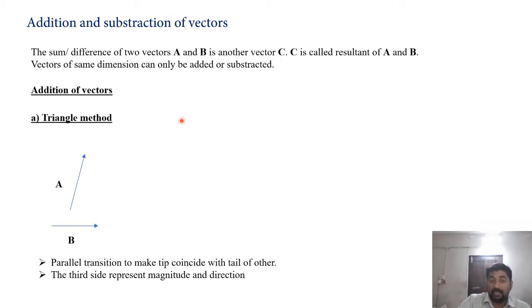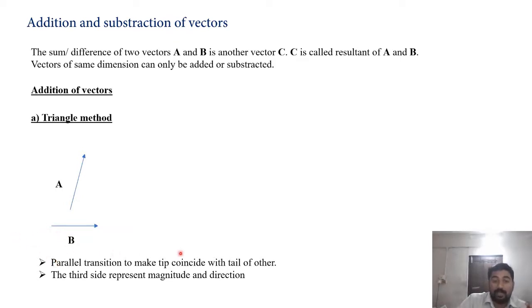The triangle method of vector addition. So these are the two vectors. A is pointing in this direction and B is pointing in this direction. We have to add these two vectors and we have to know both the magnitude and direction. If we add two vectors, we will get another vector. So it also has a magnitude and a direction.